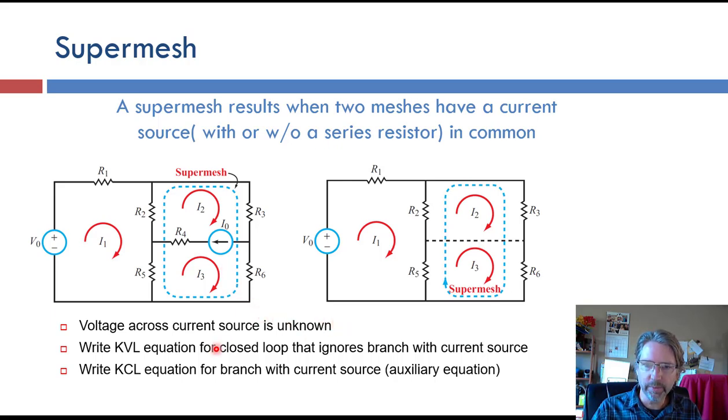So the process is to find a loop that ignores the branch with the current source. So our supermesh is a new loop that goes around all the rest of the branches, and we'll write an auxiliary equation making sure that this current is the sum or difference of the mesh currents.